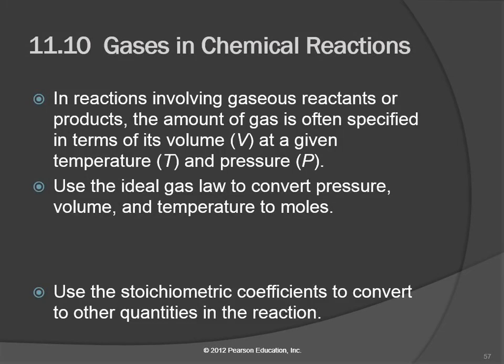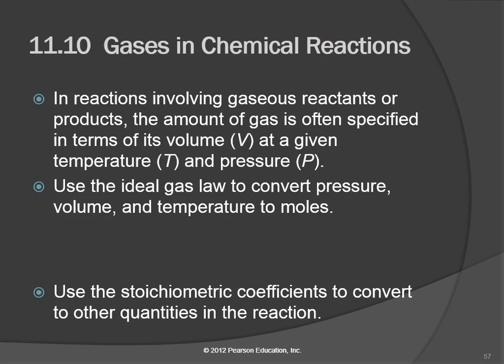Gases in chemical reactions. Sometimes in a chemical reaction we have a reactant or a product that's in the gas state, or sometimes all of the reactants and products are in the gas state. In these situations, the amount of gas is usually specified in terms of volume at a specific temperature and pressure, because the mass of a gas is not a very useful thing. It's not all that easy to measure the mass of a gas.